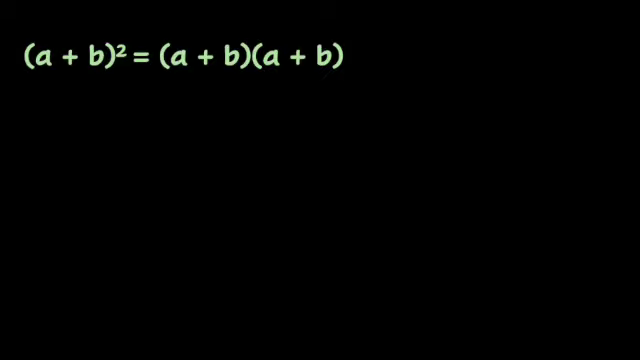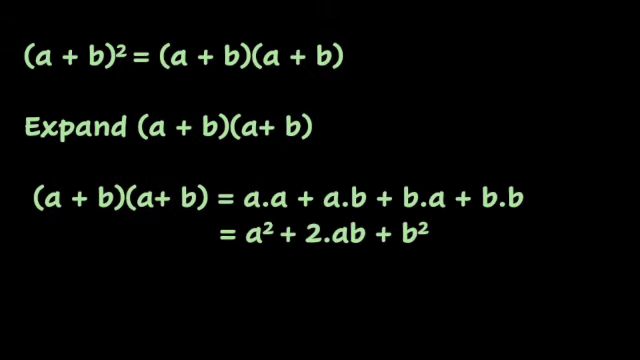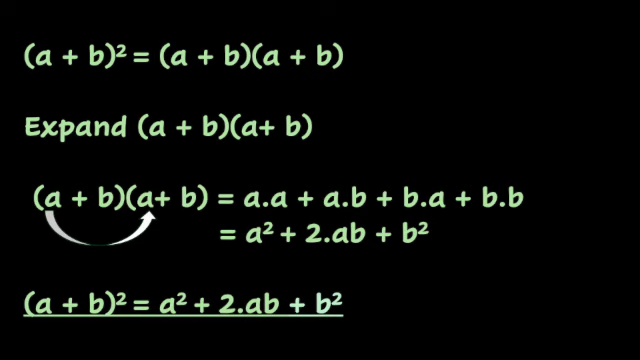Next we have (a plus b) whole square equal to (a plus b) times (a plus b). So how do we solve it? We just expand, and as we did earlier, we multiply each term of the second bracket by each term of the first bracket. So it's a times a plus a times b plus b times a plus b times b. So here we are, and we get the result as a square plus 2ab plus b square. So finally we can say (a plus b) whole square equal to a square plus 2ab plus b square.